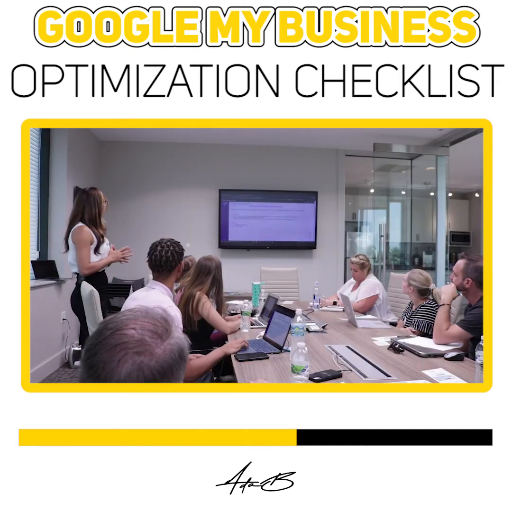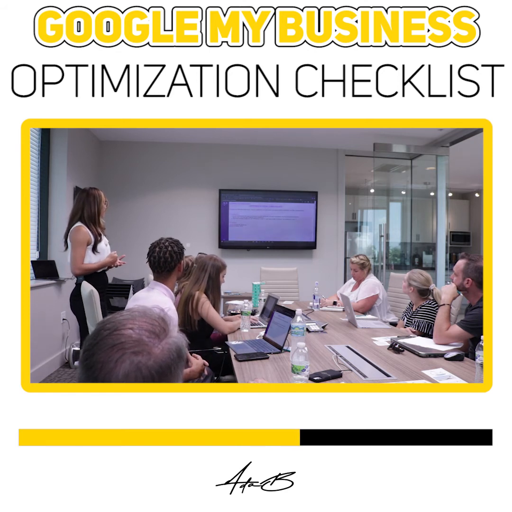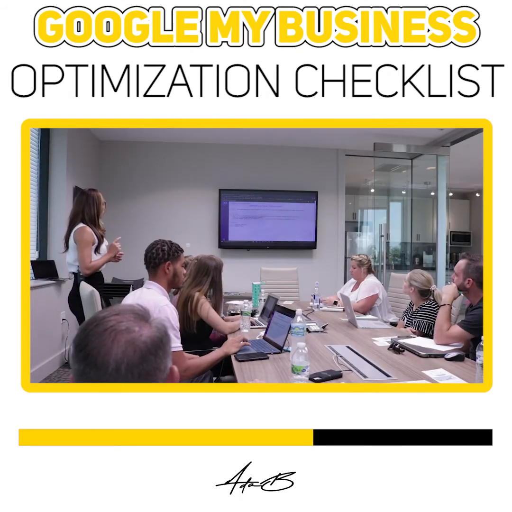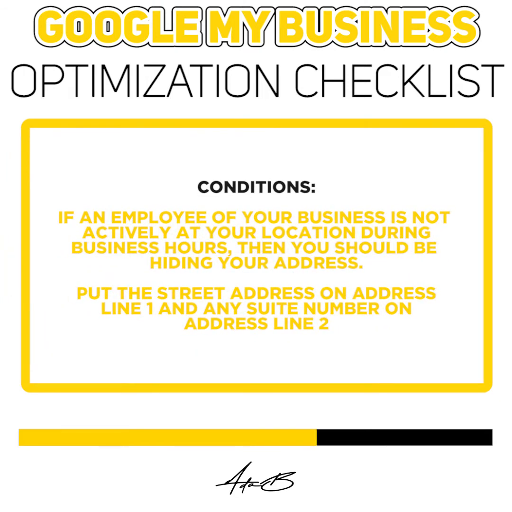Address. Optimization checklist again, we're in the same first phase. Put the physical street address on the first line and suite numbers on the second line. You have to do that. Here's the condition: if an employee of your business is not actively at your location during business hours, then you should be hiding your address. Put the street address on address line 1 and any suite number on address line 2.